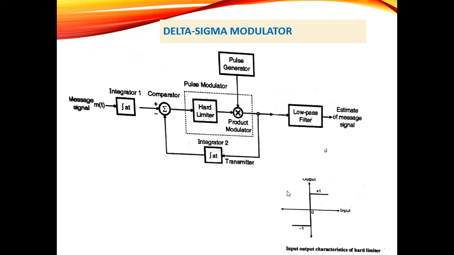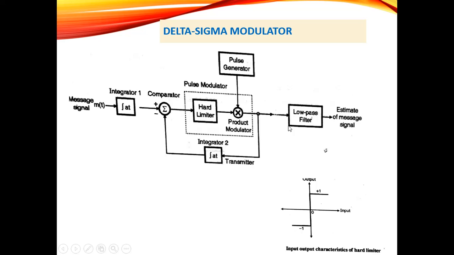The comparator output is provided to the pulse modulator. The pulse modulator consists of a hard limiter and a multiplier. The other input to the multiplier is from the pulse generator. The hard limiter provides +1 or -1 levels to the multiplier, and at the output of the multiplier a sampled version of the signal is obtained, which acts as an input to the low pass filter.